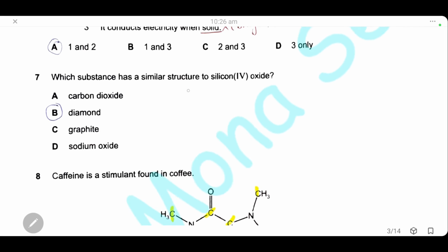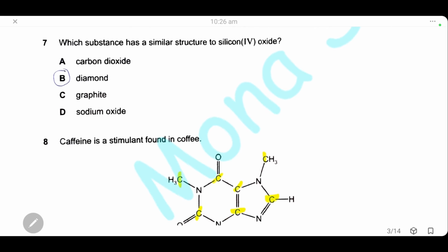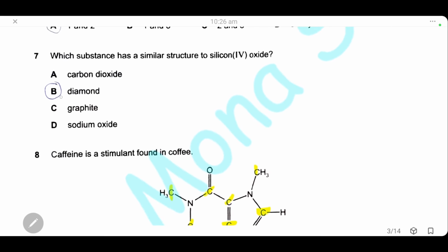Which statement has similar structure? Which substance has a similar structure to silicon oxide? We know that diamond has a similar structure to silicon oxide, so the answer is B.